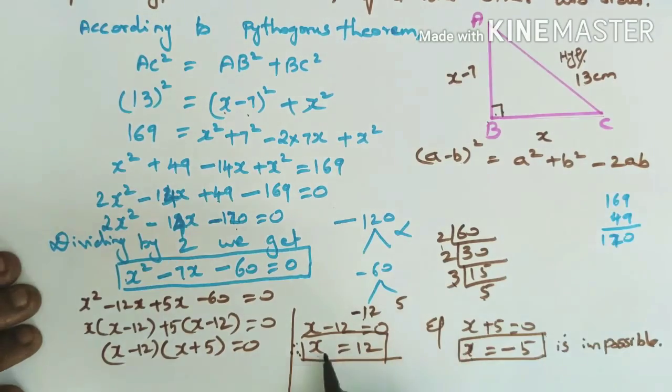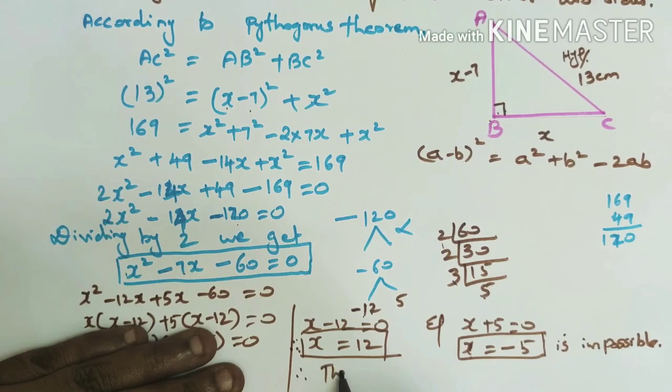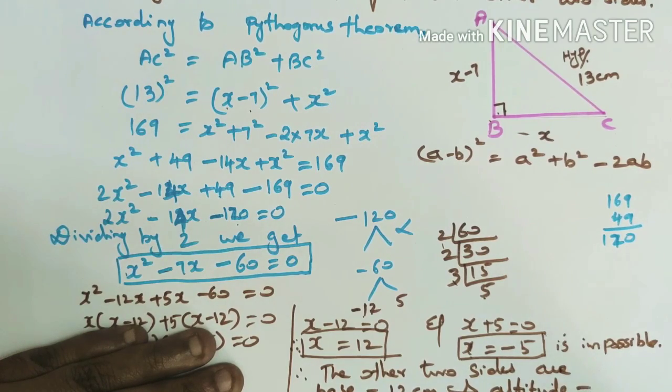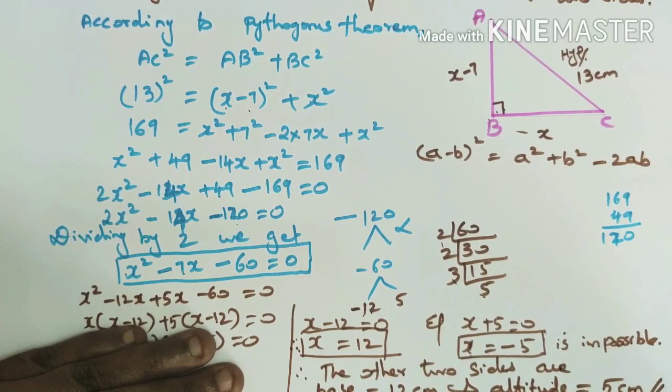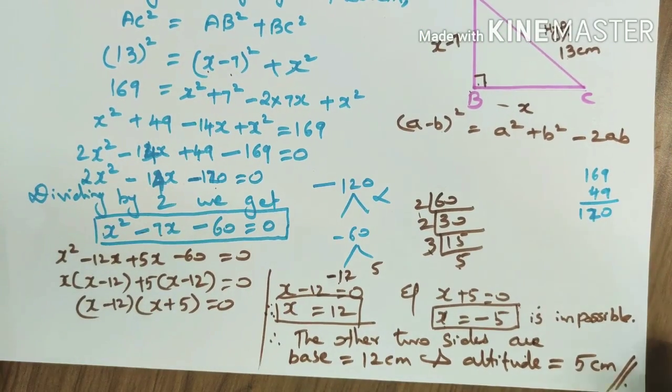So the other two sides are, what is base is how much? Base is equal to x. X is nothing but 12. So 12 centimeter, and altitude is equal to x minus 7. That is 12 minus 7 is nothing but 5. So 5 centimeter. This is the answer for the given question. Is it clear, children?